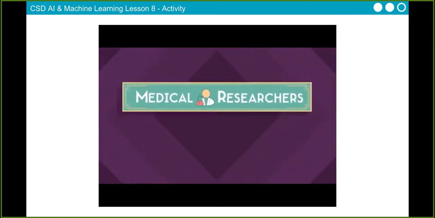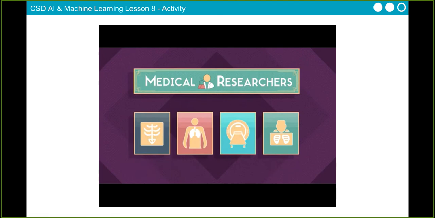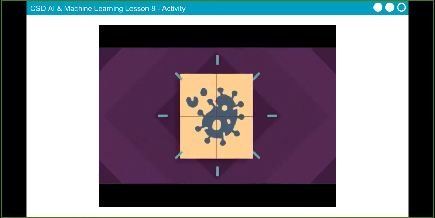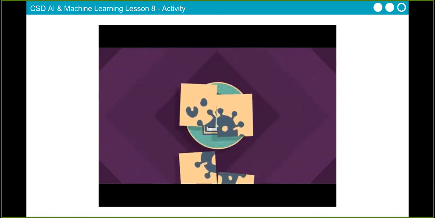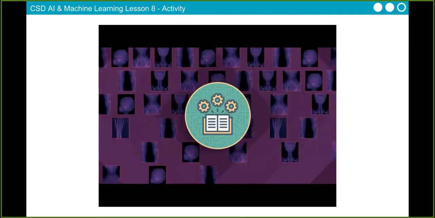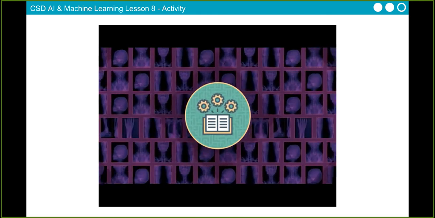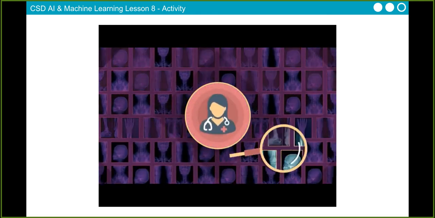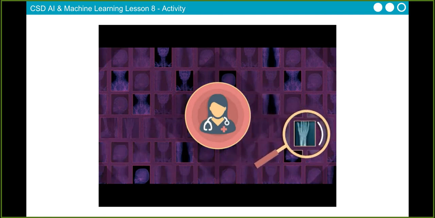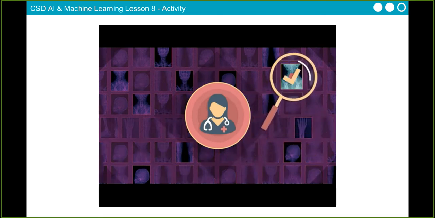Medical researchers can use medical images as training data to teach computers how to recognize and diagnose diseases. Machine learning needs hundreds and thousands of images and training direction from a doctor who knows what to look for before it can correctly identify disease.